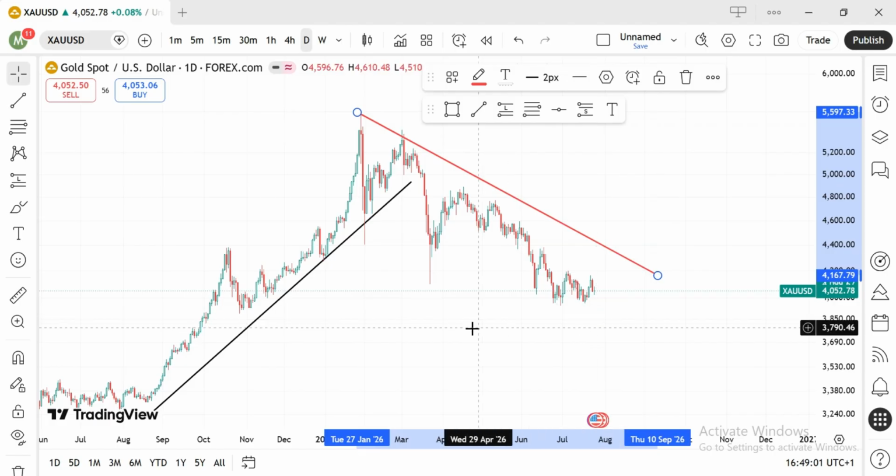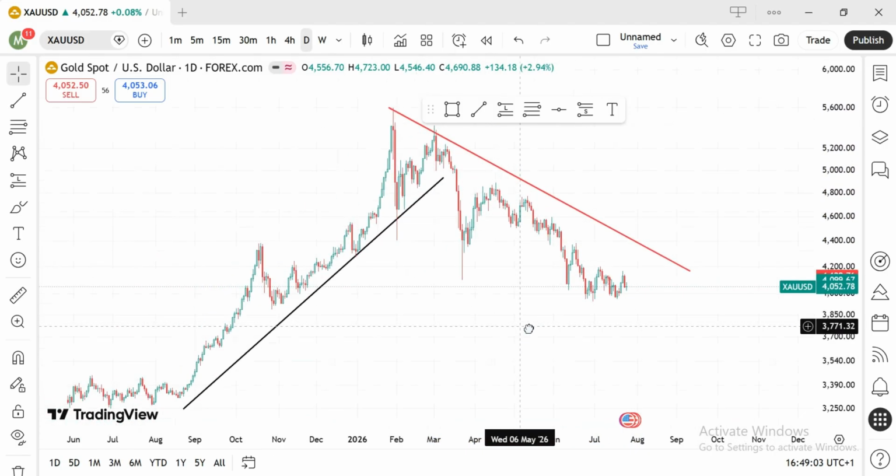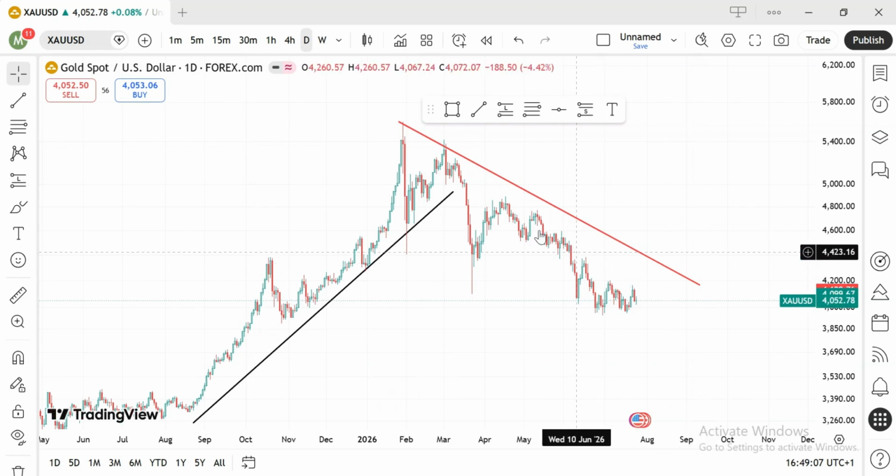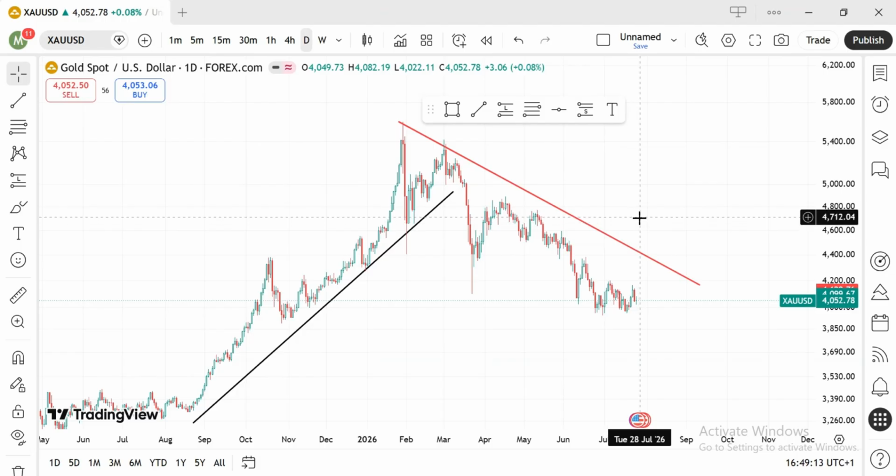So from what we can see here, we are in a downtrend movement. For us to break over to an uptrend, a bullish trend, it means this candle right here needs to break out of this trend line in the daily time frame.